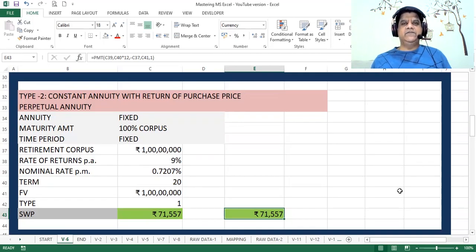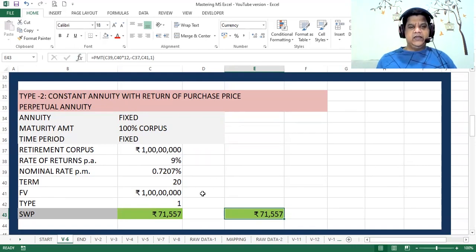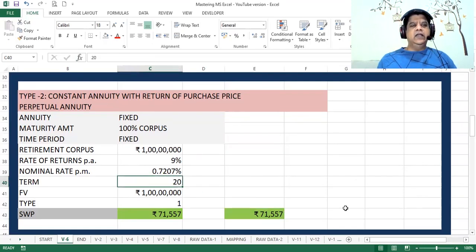So whether something happens in 5 years, 10 years, 15 years, or nothing happens, I will still get the principal back. Now, if you want to do one more check here, change the term in case of a return of purchase price. So let me change this. It is 20 years in front of you.